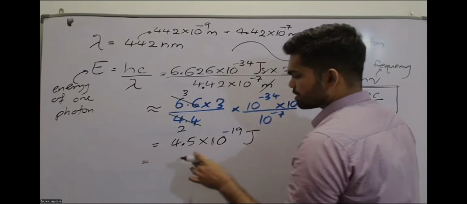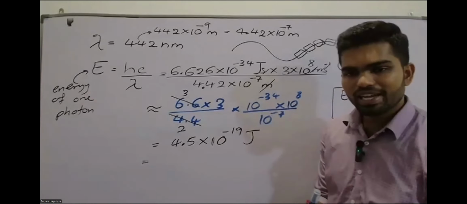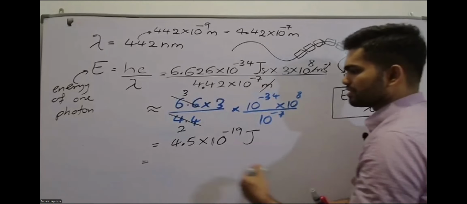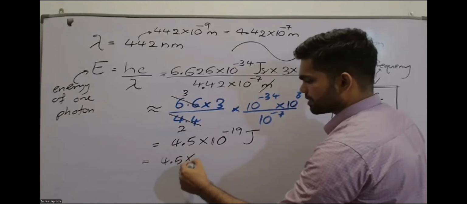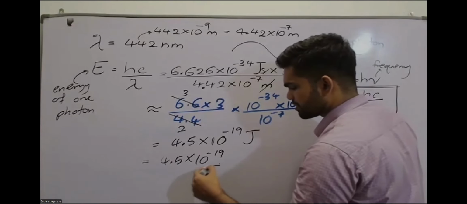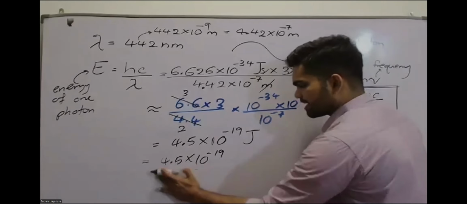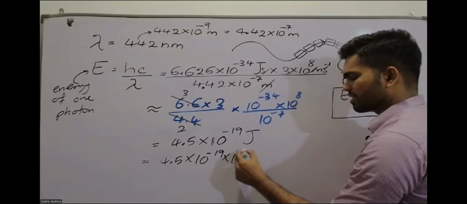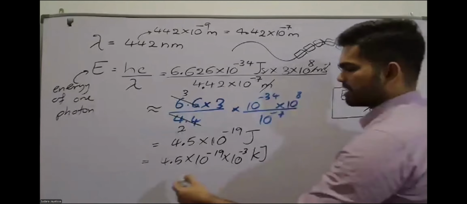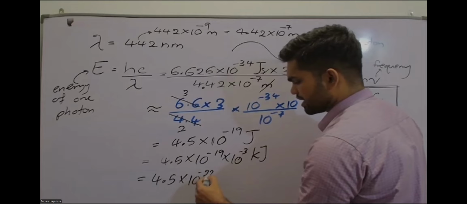So how do we convert a smaller unit into a bigger unit? How do we convert? We can convert that one by dividing by 1000. Okay, so it is 4.5 into 10 to the power minus 19. You can divide this one by 10 to the power 3, or you can simply say multiplying by 10 to the power minus 3, isn't it? Then it would become kilojoules. Okay, so your final answer would be 4.5 into 10 to the power minus 22 kilojoules.